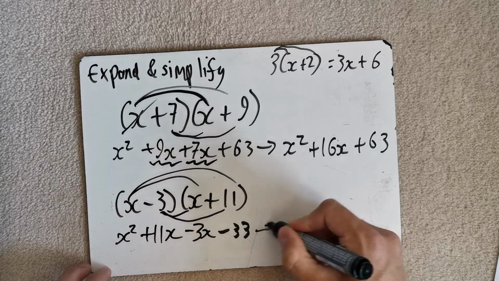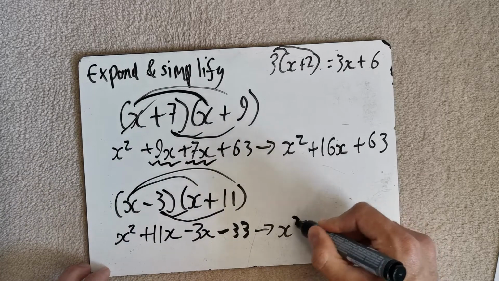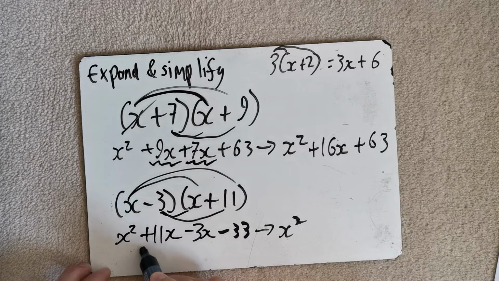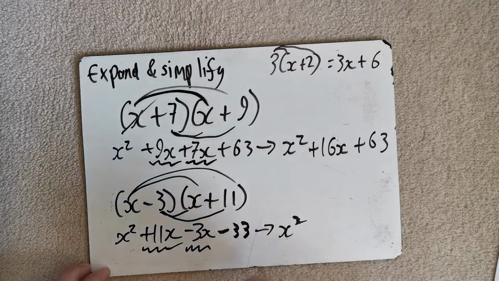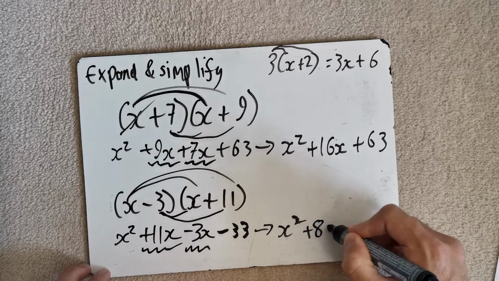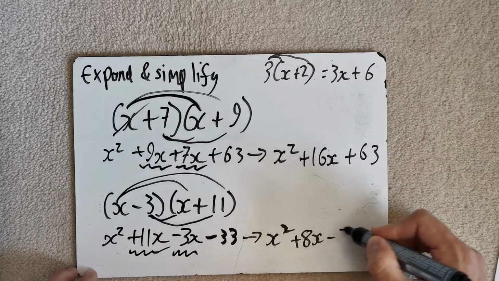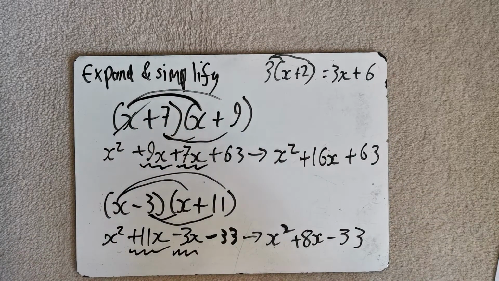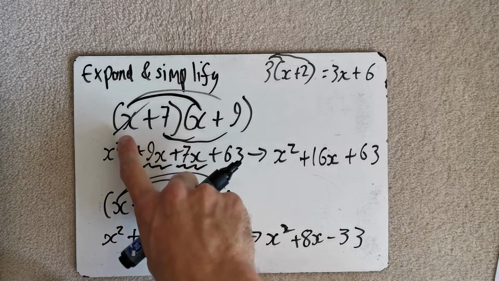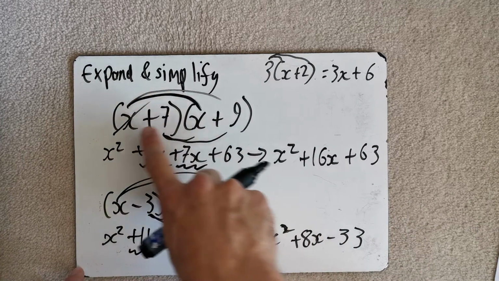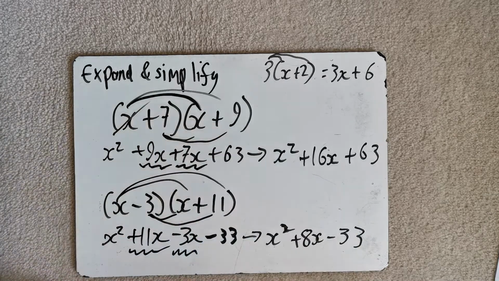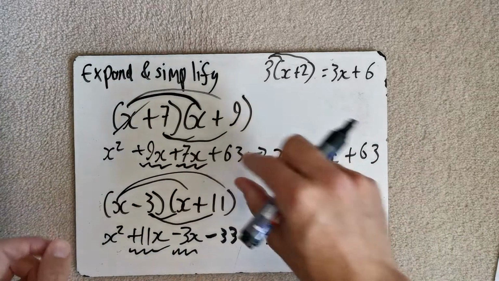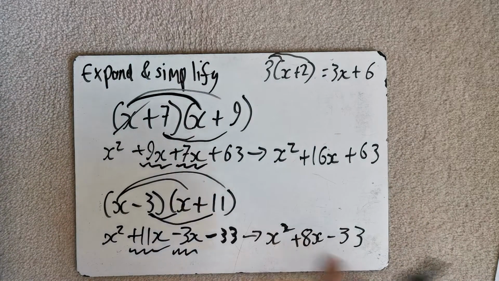x squared stays the same. We've got an 11x there and a minus 3x there. That means together they make 8x, and then we've got the minus 33 at the end. Okay, so remember, expand by the first bit, so that times by both of those, then it's that times by both of those. Once you've got that in a row, you can then simplify it by adding the x's together.